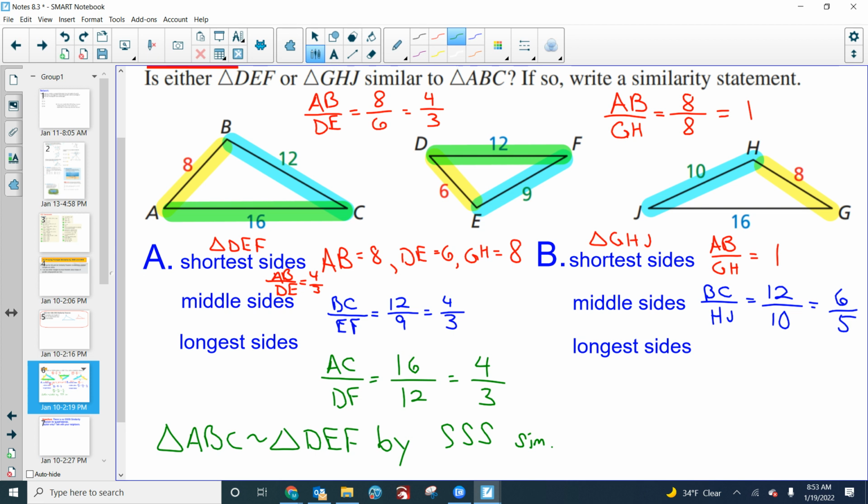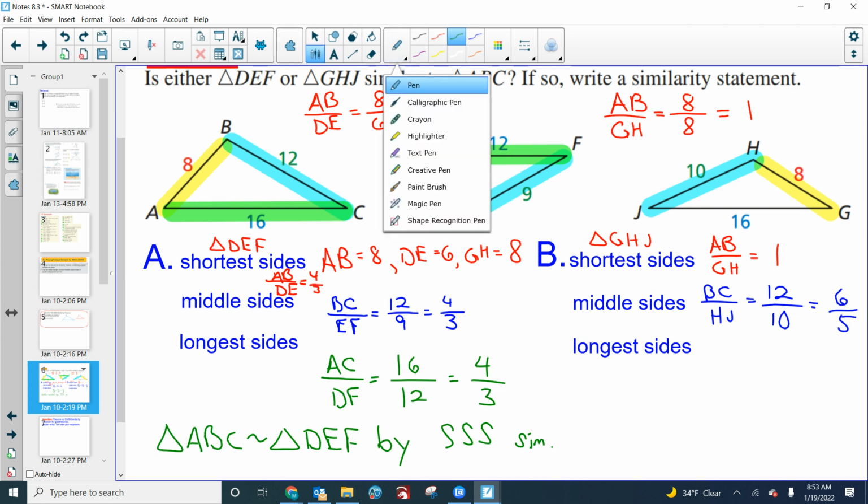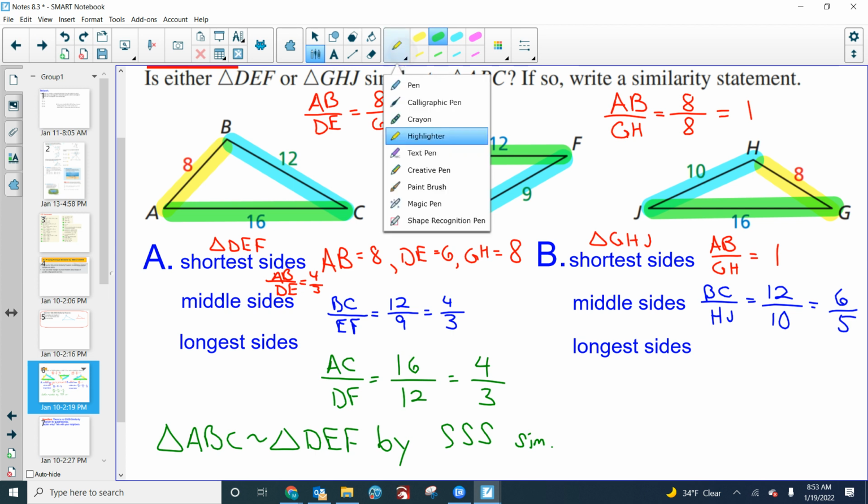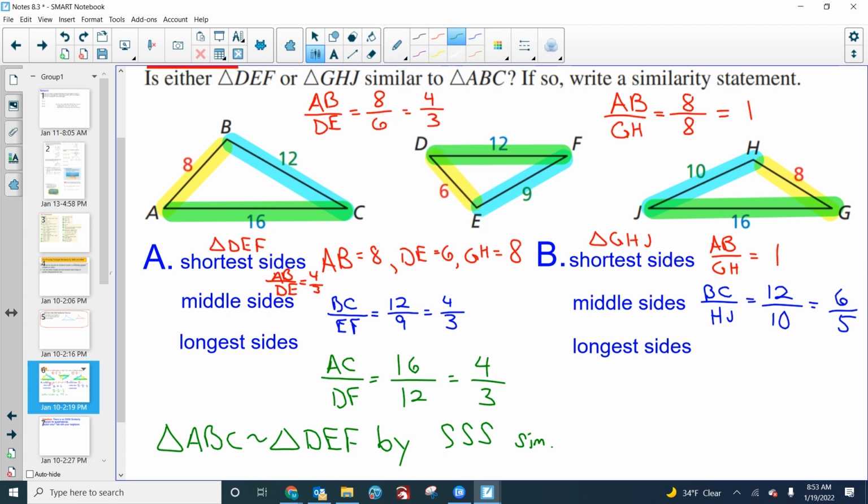Just for the heck of it, let's see on the last triangle what the ratio would have been. We know it's not going to work out. It'd be AC goes with GJ. AC over GJ. It'd be 16 to 16, which is 1. Ooh, it was close, wasn't it? What if they were all a ratio of 1? What if the middle sides weren't 6/5? What if they were 1 to 1? Would we say similar?